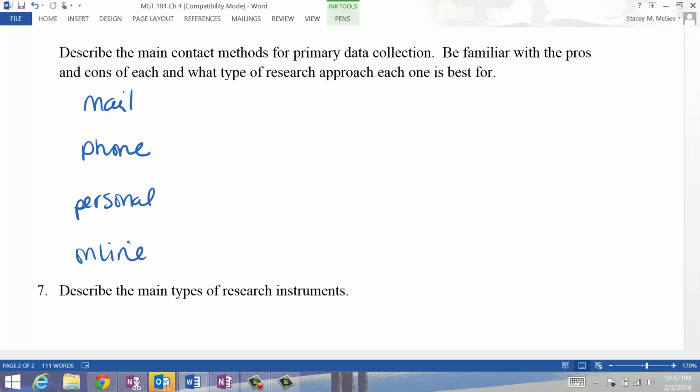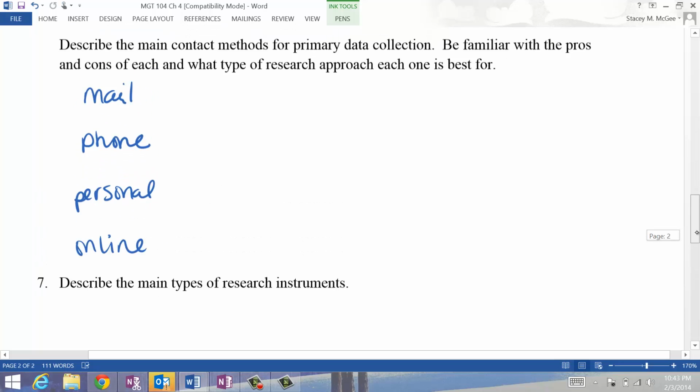Mail, for example, has no interviewer bias, and it's very cheap. However, there are really low response rates, and it takes a long time. Phone is faster, and you have a great way to select your population, but there's still poor response. Personal interview is great. It's very flexible. It can provide you with lots of data. However, it's very expensive because it's one-on-one. Online is a great way to gather information. It's cheap, it's fast, it's flexible. There's not much bias, so there are not really too many downsides to collecting data online.